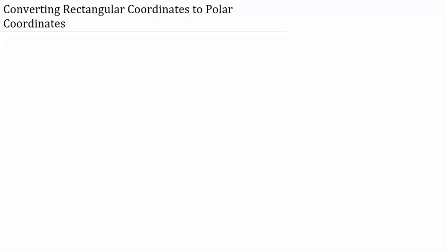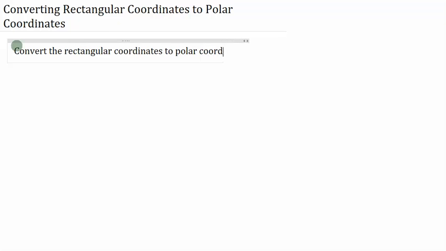I want to do some examples where we convert rectangular coordinates to polar coordinates. So let me put the instructions here. And as we know, polar coordinates can have many different representations because polar coordinates use an angle theta, and we know that theta could be any coterminal angle.